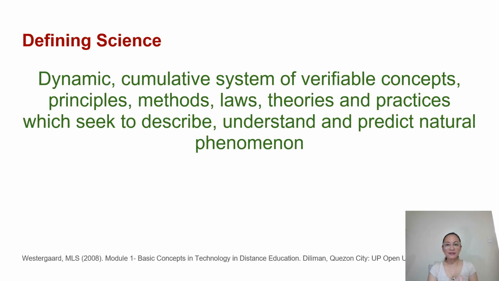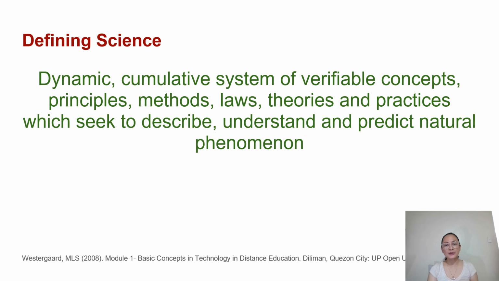How then do we define science? This is the definition of science in our reference, Technology in Distance Education. It's a dynamic, cumulative system of verifiable concepts, principles, methods, laws, theories, and practices which seek to describe, understand, and predict natural phenomenon. In other words, it's a systematic study of the structure and behavior of the physical and natural world through observation and experiment.